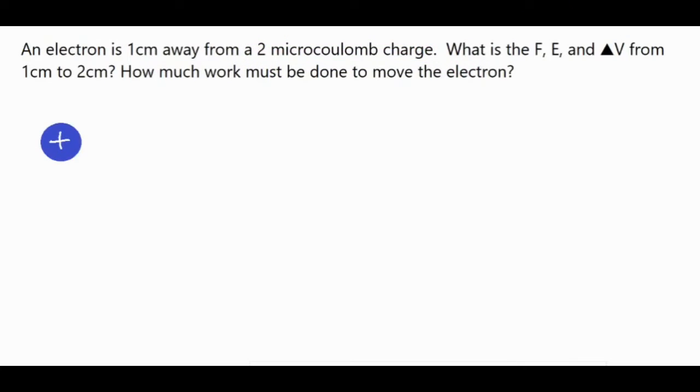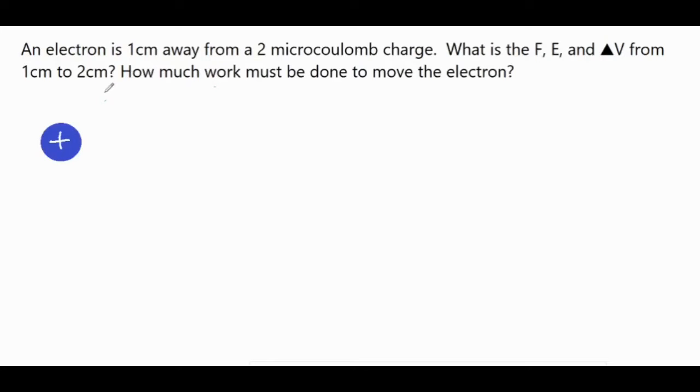In this video, we have an electron that is 1 centimeter away from a 2 microcoulomb charge, and we're going to find the electric force, the electric field, the delta V, the change in voltage or the change in electric potential, moving it from 1 to 2 centimeters, and then how much work must be done to move the electron.